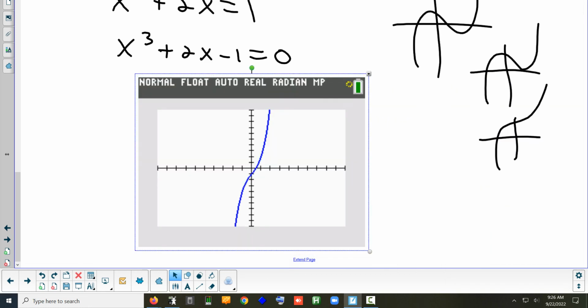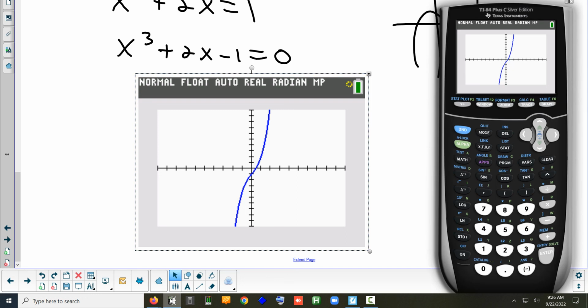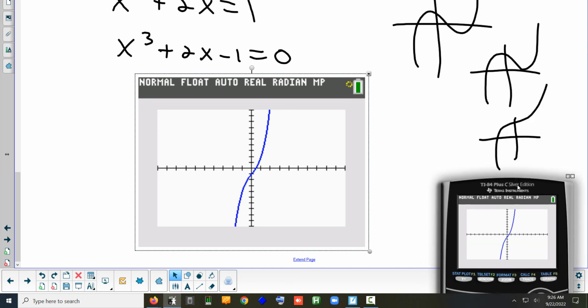And if you look at it, how many times does it cross the x-axis? Once. Yep, just once. So it ended up being more like this third one at the bottom. Just crosses 1 time. And it's got kind of a bend in it, but it never really turned.